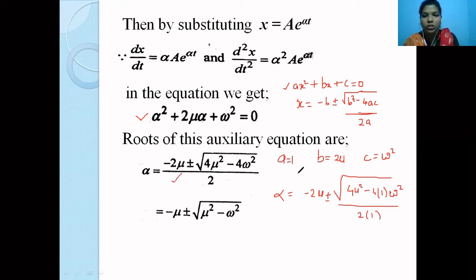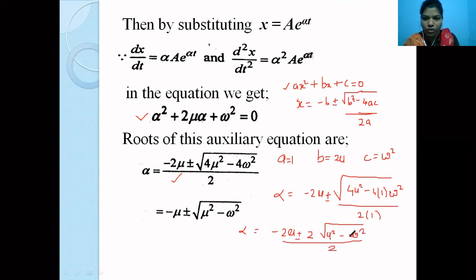So I have reached up to this stage. Once I have reached this stage, I can remove this 4 from both the sides, I can remove 4 from the square root. All I get is minus 2 mu plus minus. If I take out 4 from the square bracket, it is simply going to be 2, and we are left with mu square minus omega square in the bracket, upon 2. I hope you are understanding.